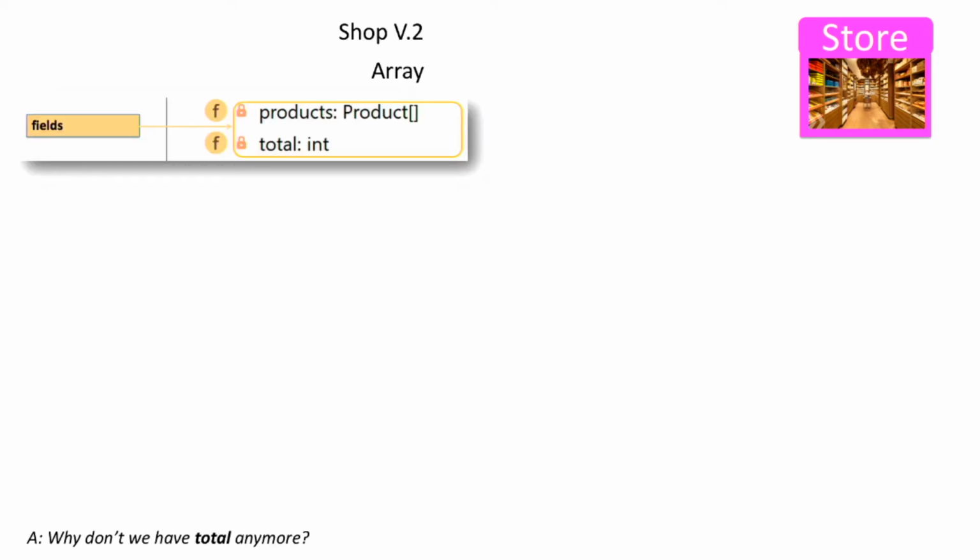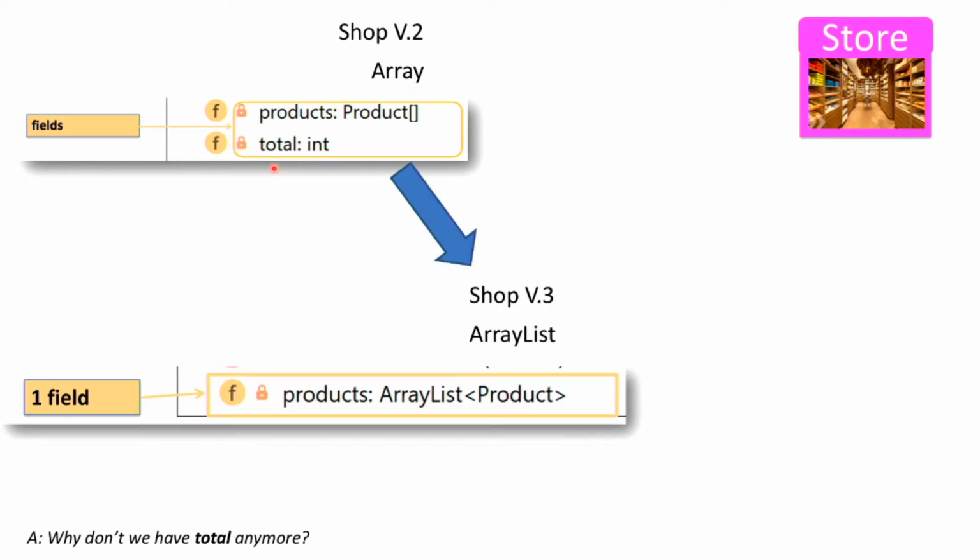Okay, let's take a look at why. When we were working on our shop version 2, we had 2 fields in the store class. First one was products, which was an array of product. And the second was total, which was an integer to keep track of how many products were currently in the store.